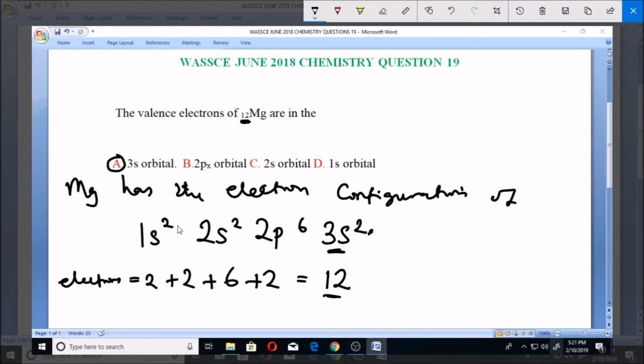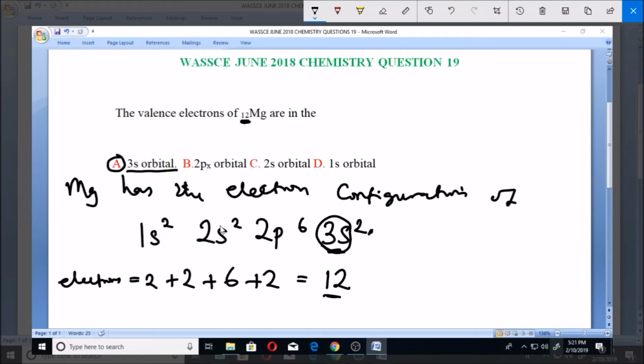So we have 1s2, 2s2, 2p6, 3s2. So the orbital that has the valence electrons, which is 2, is actually 3s, and that's why the 3s orbital here is our answer.